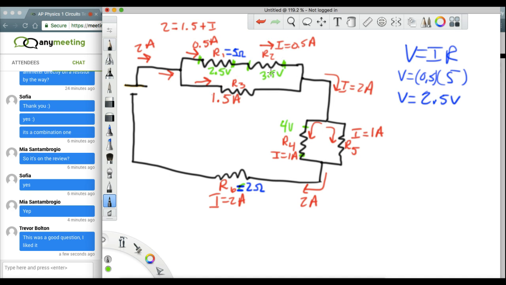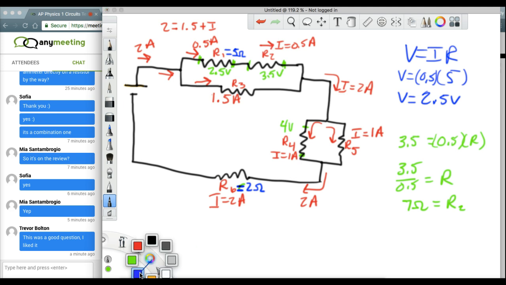Let's look at R2. We know the voltage drop for R2 is 3.5 volts, and we know the current is 0.5 amps, but we don't know the resistance. So to get the resistance, I would just need to say 3.5 divided by 0.5 equals my resistance for R2, and that's going to be 7 ohms. So the resistance of R2 equals 7 ohms.